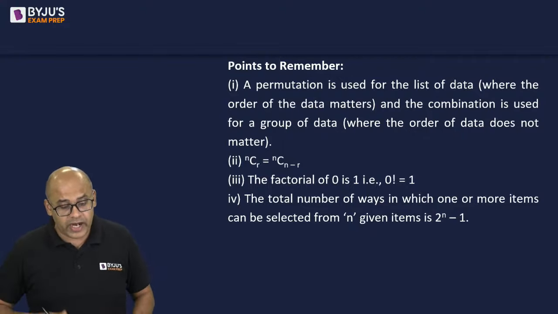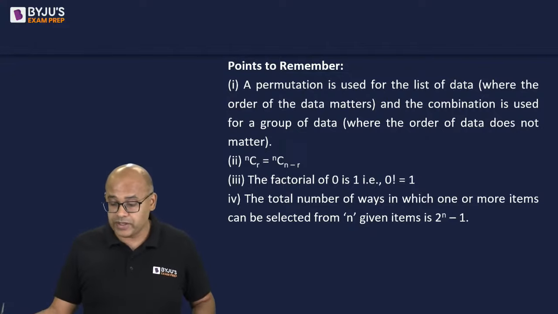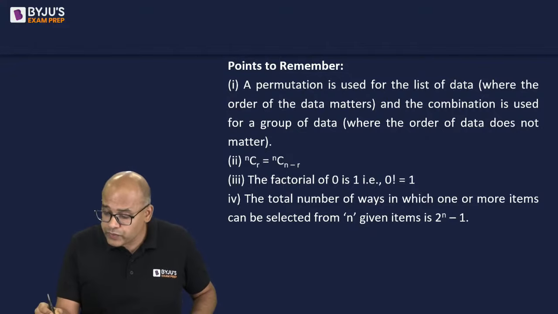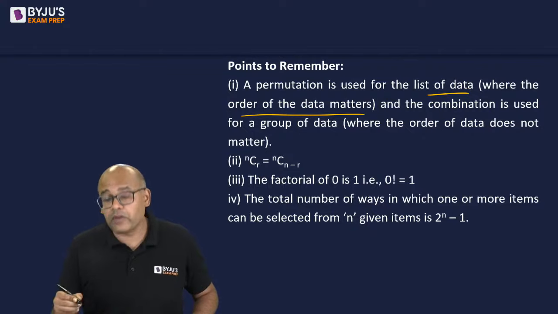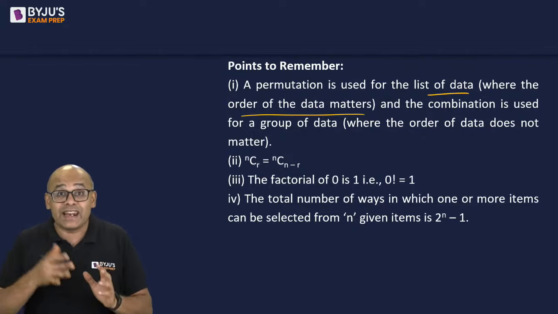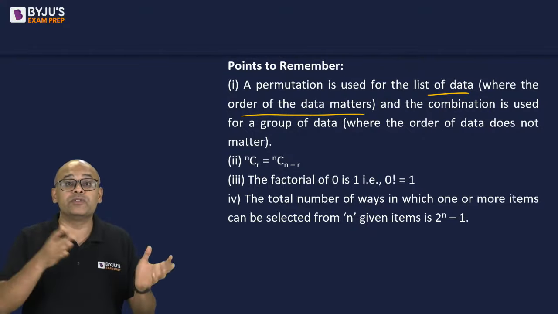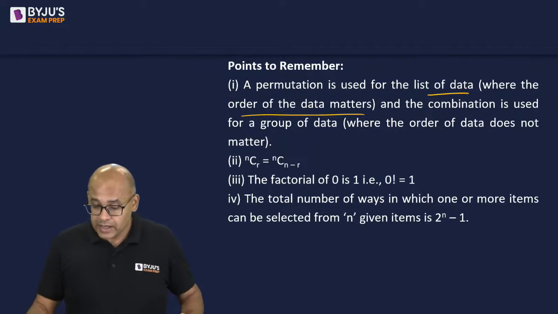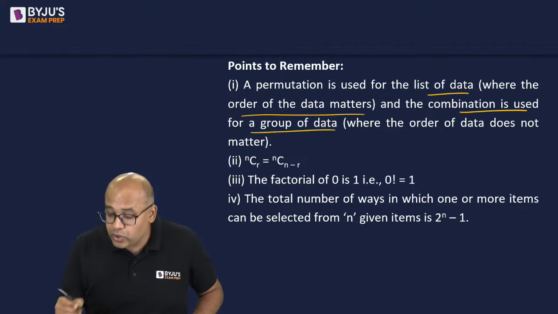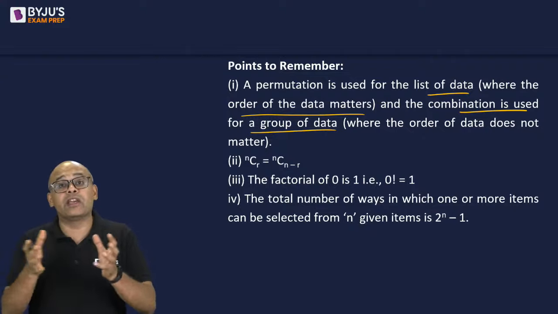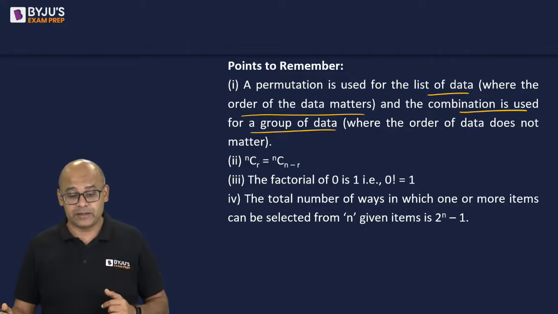But let's go ahead and take a look at some basic points. Permutation is used for the list of data where order of data matters. That's what I told you. Permutation means arranging. Arrangement means it matters who's sitting first, who's sitting second. And combination is used for a group of data when you are selecting, making a group. There the order does not matter.